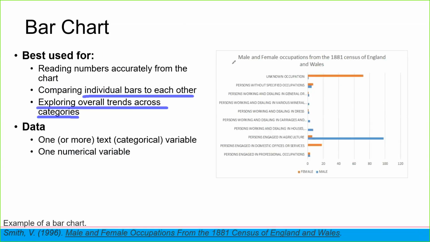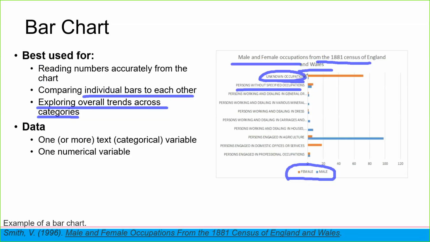This is male and female occupation from the 1881 census of England and Wales. So it's very old data. The blue color is male and the orange color is female, and we want to see it with respect to occupation. In the old days, they didn't have as many occupations as these days, so they have things like unknown occupation, with no definition.